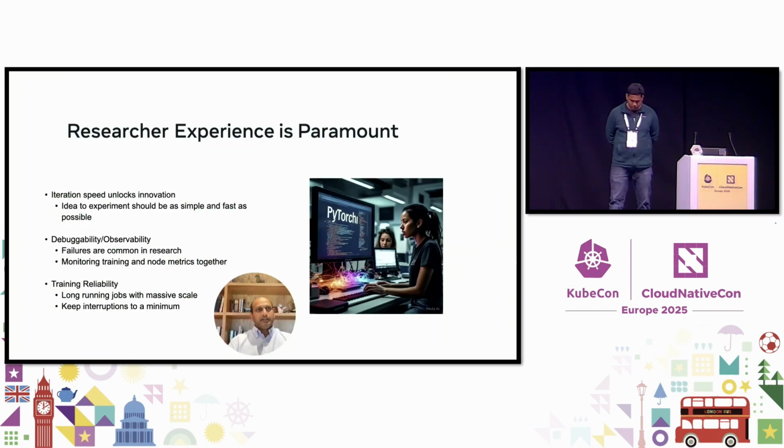Okay. Before we figure out how to build a research cluster, we need to understand why researcher experience is paramount to our design, right? As we talked about in the researcher experience slide, there is a lot of iteration involved. Effectively, iteration speed is what is unlocking innovation. If you're able to experiment more and prove or disprove your hypothesis, you're able to move further along in the direction that you have identified, right?